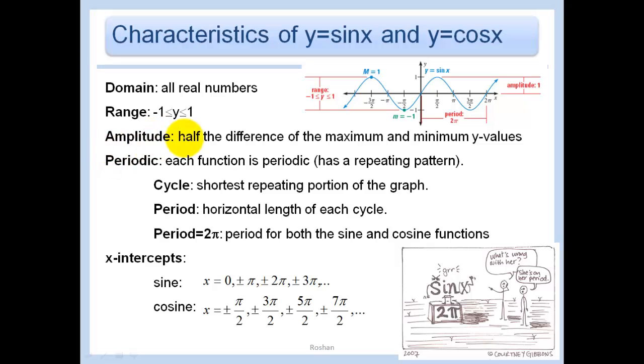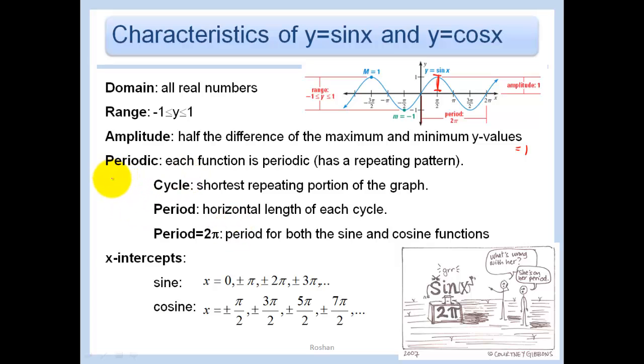The amplitude is simply half the difference of the maximum and the minimum values. The amplitude is simply this part right here, which is equal to 1 in just the simple y equals sine x and y equals cosine x before we do any transformations to it. Each of these functions is periodic. You see that repeating pattern.